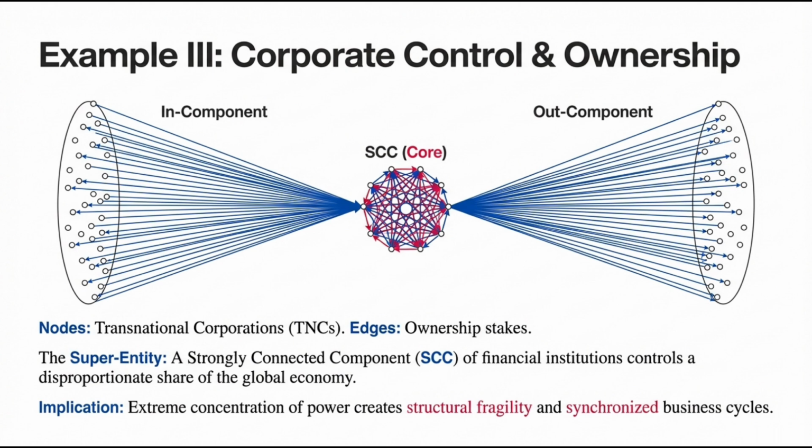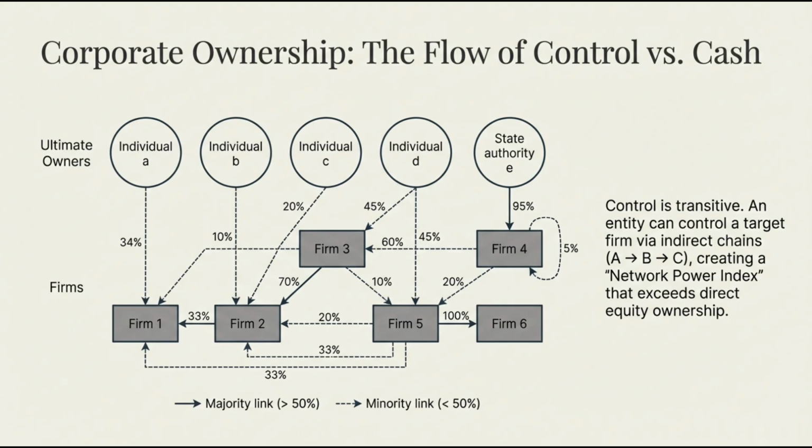That phrase captures the idea that a relatively small, tightly interconnected group of financial institutions may control a disproportionately large share of the global economy. This is a striking result in ownership network analysis. The implication written at the bottom is structural fragility and synchronized business cycles. Why? Because if control is concentrated in a dense core, then decision-making, governance, and strategic reactions may become synchronized. That can amplify common behavior across firms. So this network teaches us that concentration of ownership is not just a corporate governance issue, it can also become a systemic risk issue.